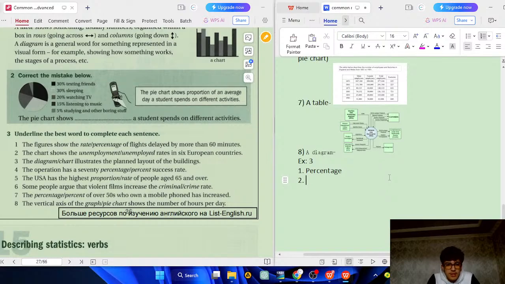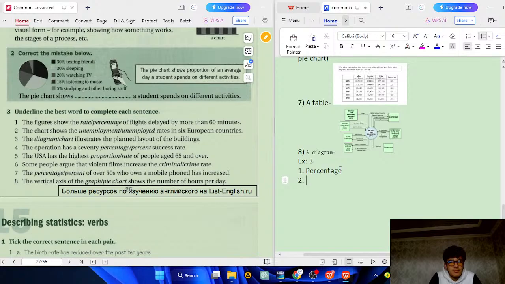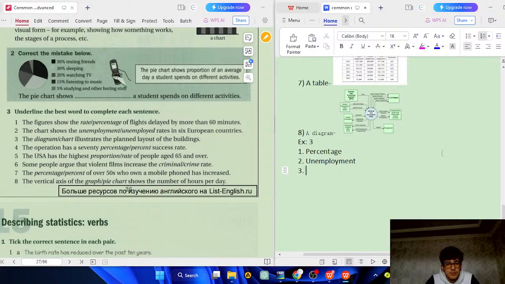The chart shows the unemployment rates in 6 European countries. Unemployment, of course. The diagram illustrates the planned layout of the buildings. Diagram. Chart. Yes, this is a diagram. This is the process, right? Process is a diagram. And layout.